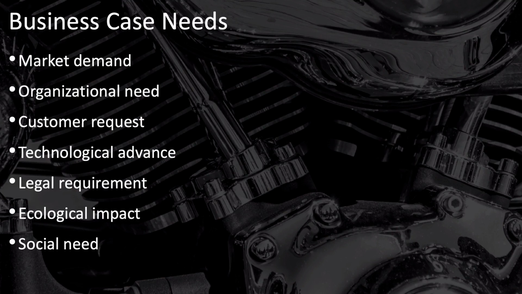This list of business case needs is useful for categorizing the type of business case and for communicating this to key stakeholders. You'll notice that it's a list that is relatively intuitive, broad enough to express the different types of needs, yet short enough to not be confusing. The list includes market demand, organizational need, customer request, technological advance, legal requirement, ecological impacts, and social need.